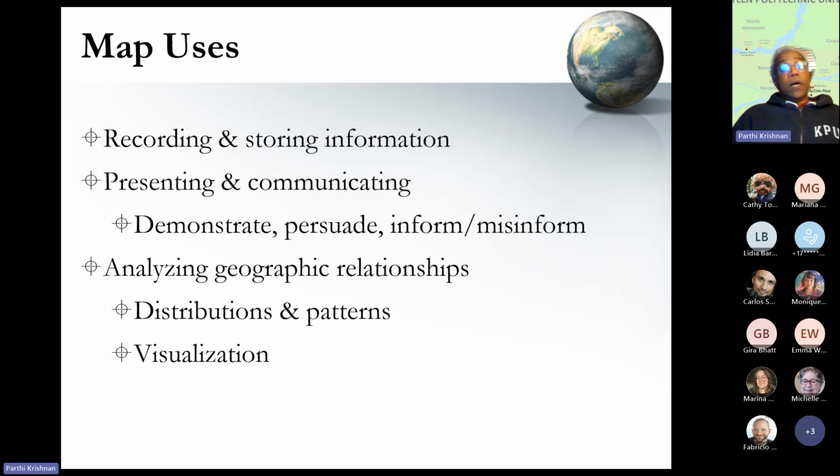Last but not least, maps help us to analyze geographic relationship. So they are indispensable because, for example, understanding where the resources are distributed is crucial to world's economy. You might have heard of the ongoing issues between Russia and Ukraine and how Donald Trump, the president of USA, is saying that rare earth minerals can be gathered from them.